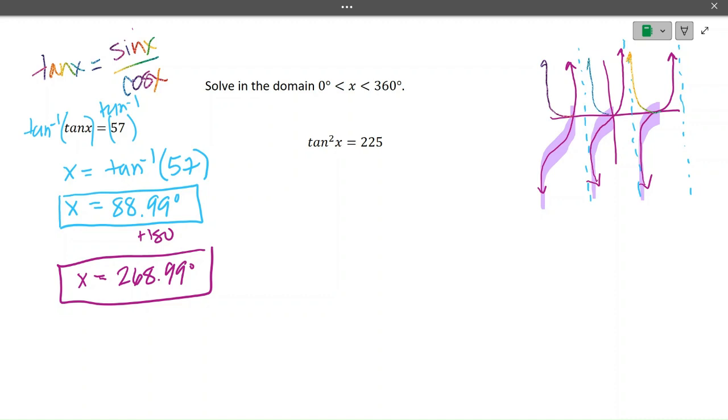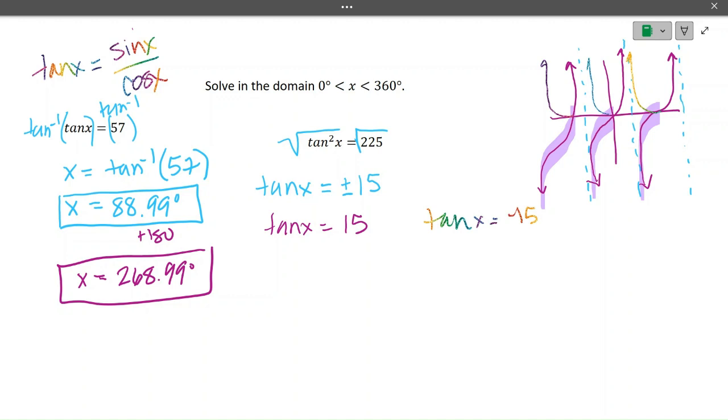We have to get rid of the square before we can do anything else, order of operations. So I'm going to go ahead and take the square root of both sides. And this is where we can make a mistake. When I take the square root of tangent squared of x, I get tangent of x. When I take the square root of 225, I get 15, but I don't just get 15, I get positive or negative 15. So I'm going to separate my two equations like this, because we have to solve for both.